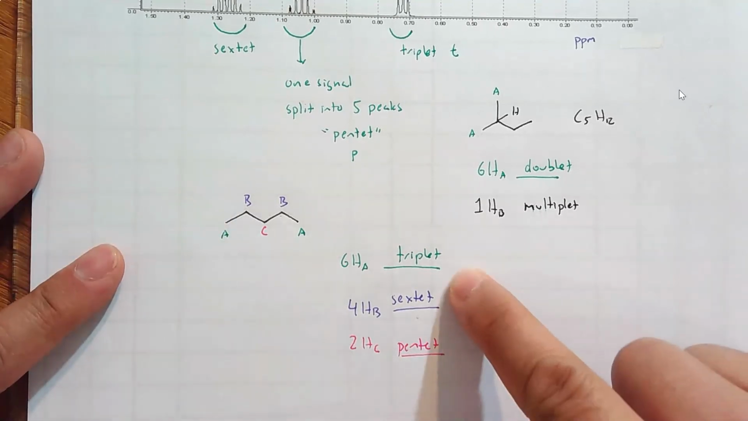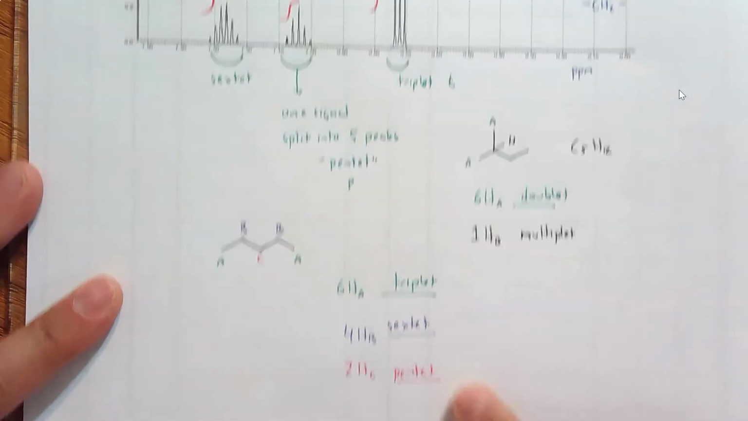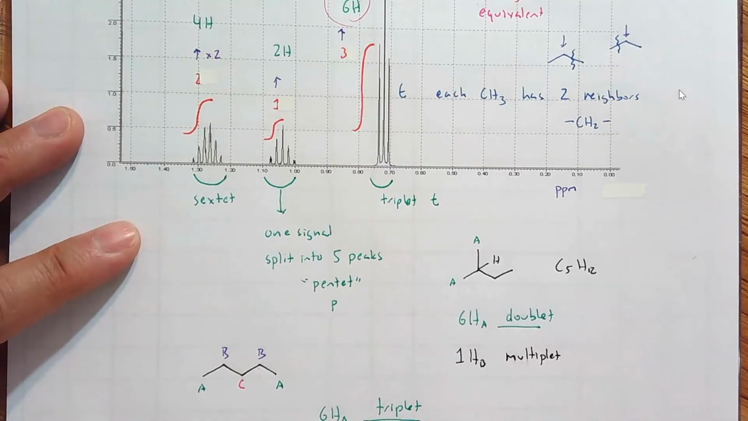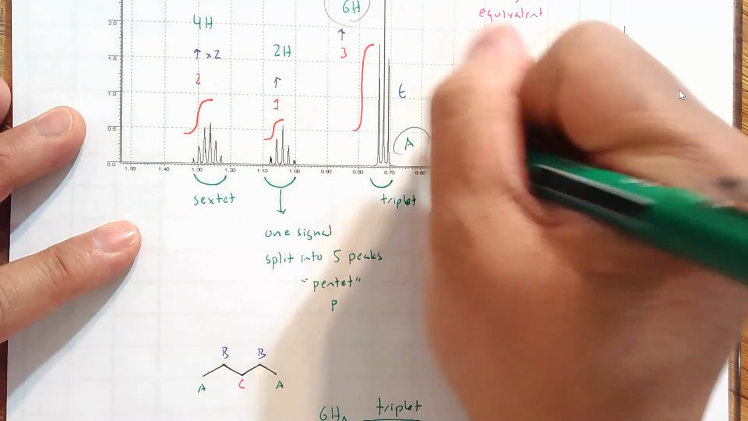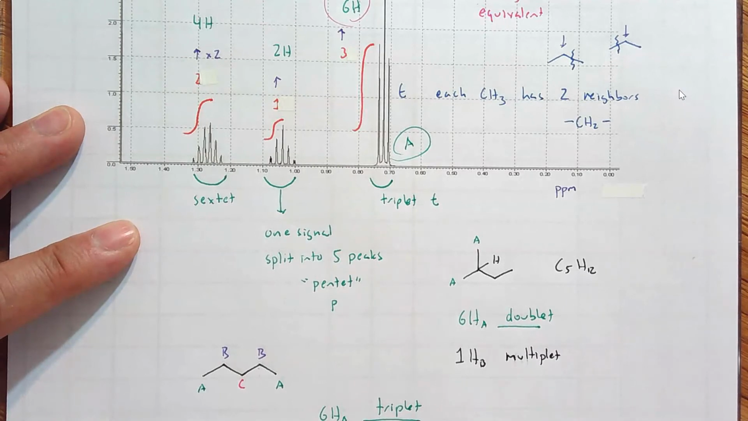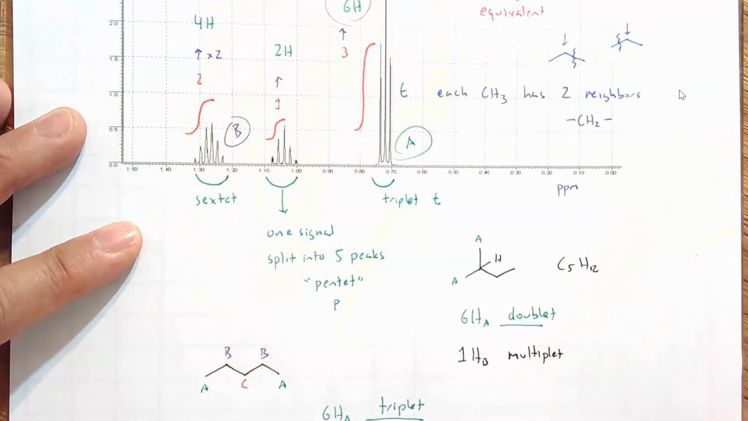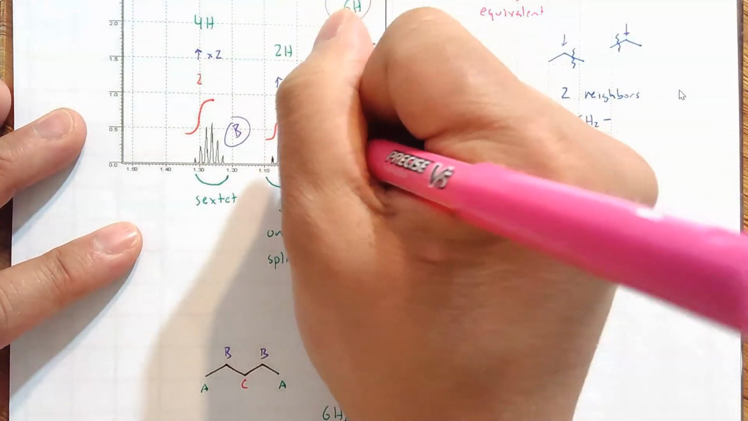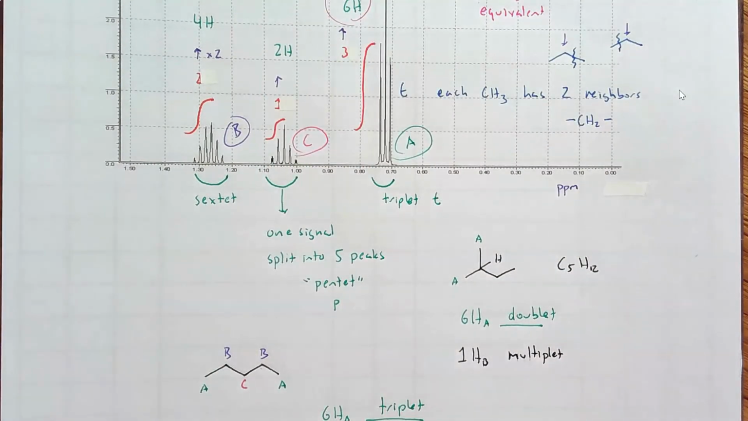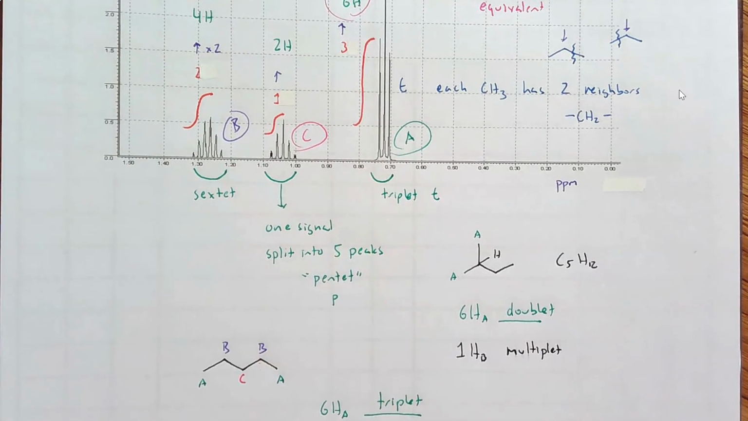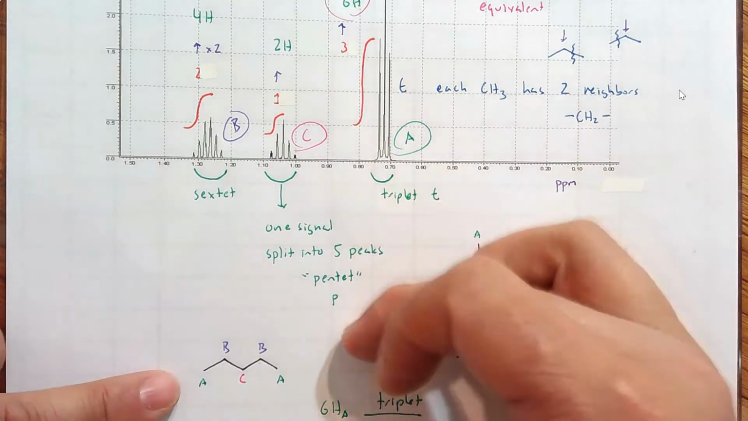And there it is. Triplet, sextet, pentet. So triplet is the A protons. Sextet is that guy right there. That's the B protons. So the C protons are in the middle, right here. Alright? A, B, C. And that's what you call assignment.